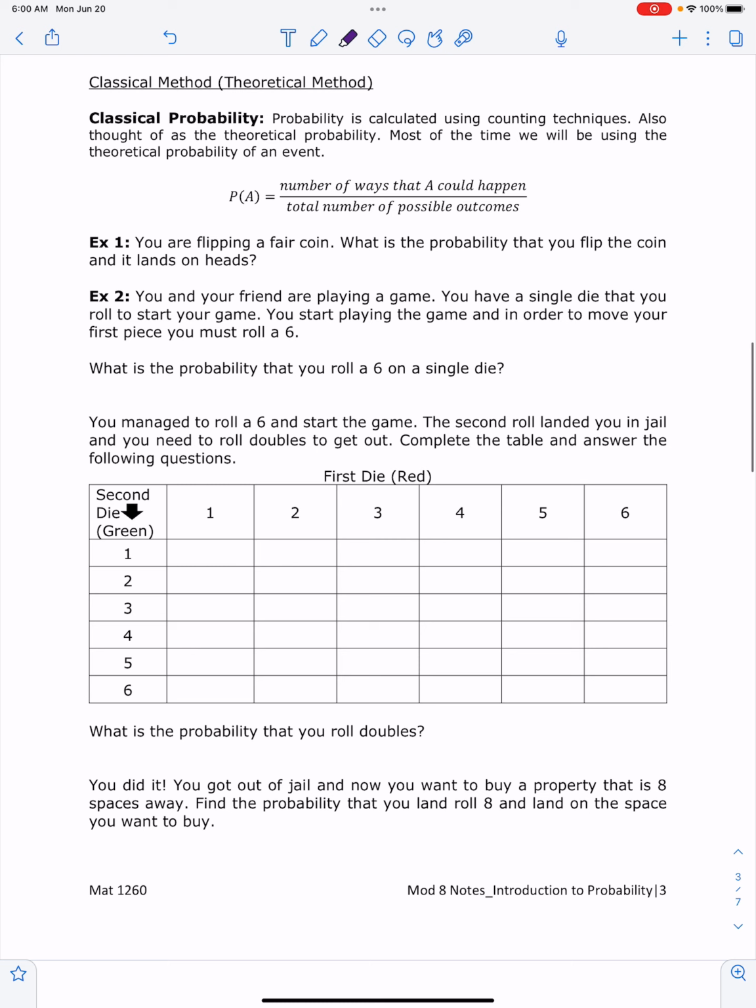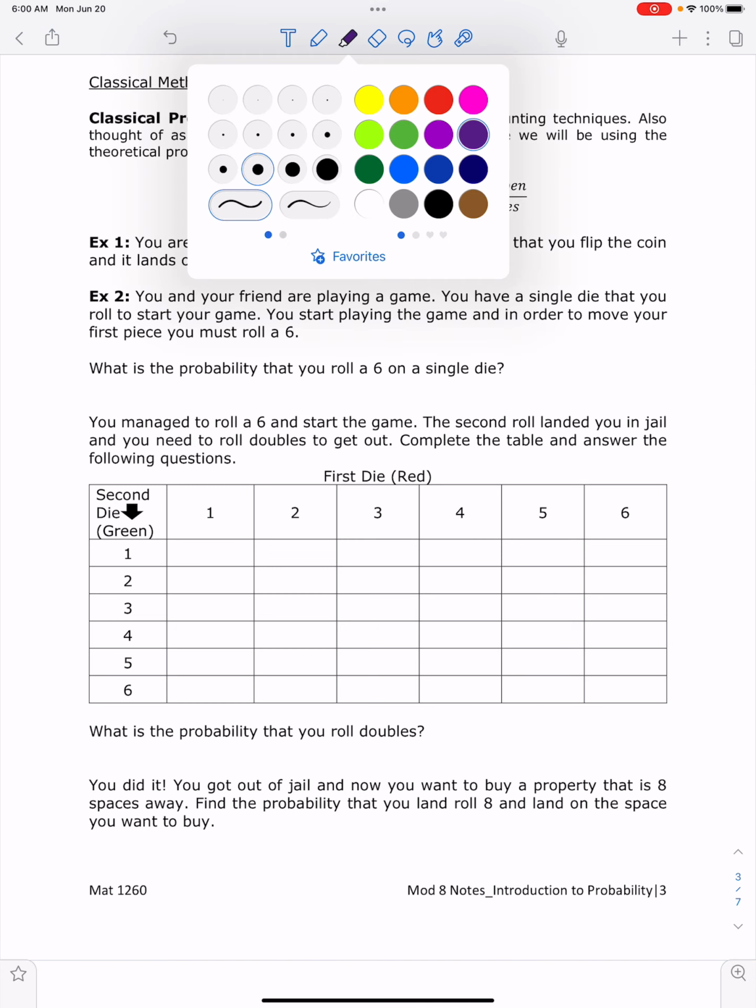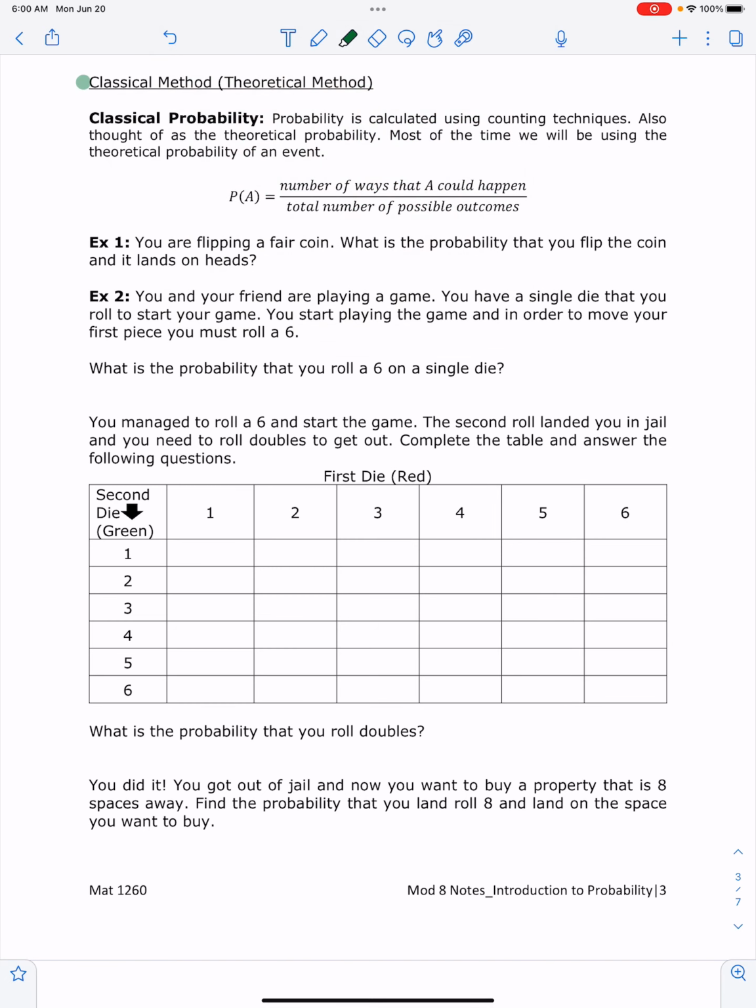So, two main types of probability we're going to talk about. The first is the classical method, or what used to be called the theoretical method. The classical method is how you think about computing probabilities for rolling a die or flipping a coin. We are looking at the total number of ways that our event could happen over the total possible number of outcomes. So let's take a look at example one here.